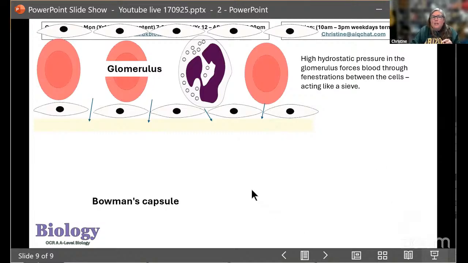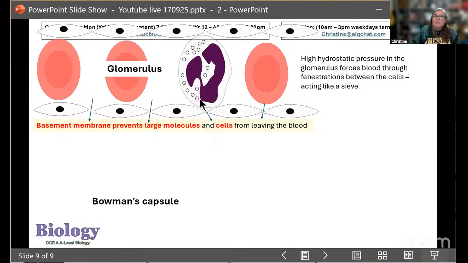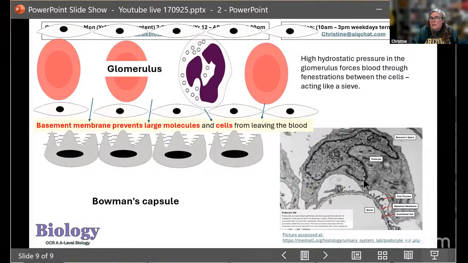Now, Maeve, you've just asked a question about what are podocytes. Well, you should know that there's a basement membrane here that's going to prevent large molecules like your red blood cells, your erythrocytes, like your neutrophils, your plasma proteins. What you also have is you have these podocytes. So this is a diagram that shows you the podocyte.